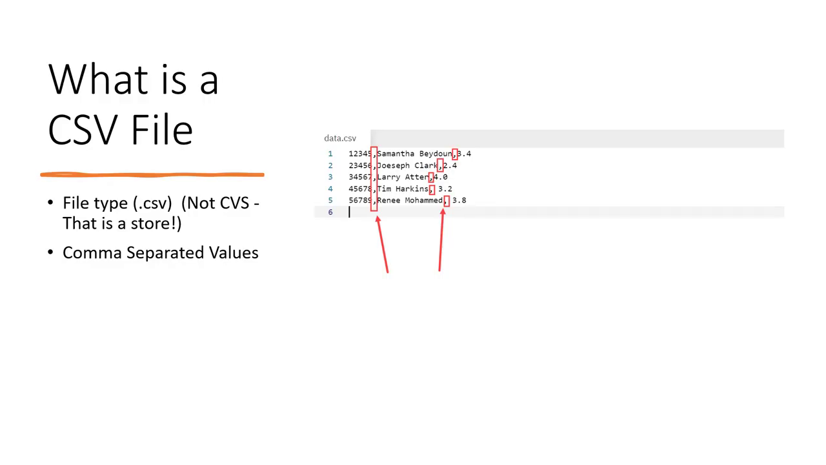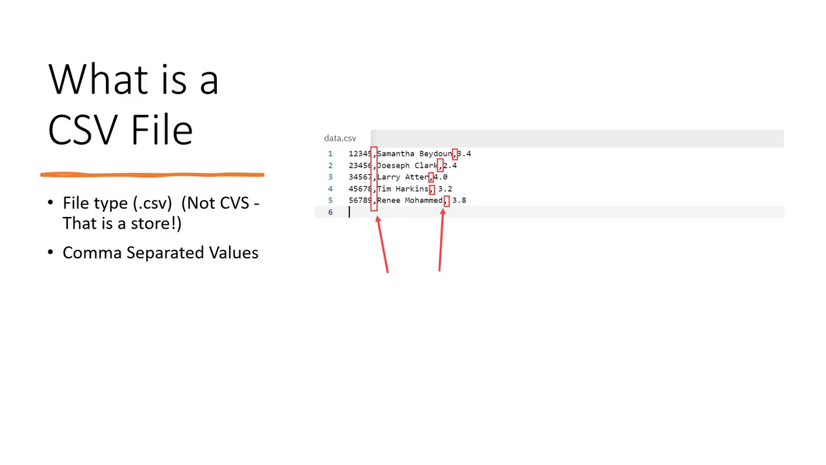First, let's talk about what a CSV file is. It's really common to say CVS because our brains are used to that drugstore that's on practically every corner. So be careful. It's actually a .csv, not CVS. It stands for comma separated values.